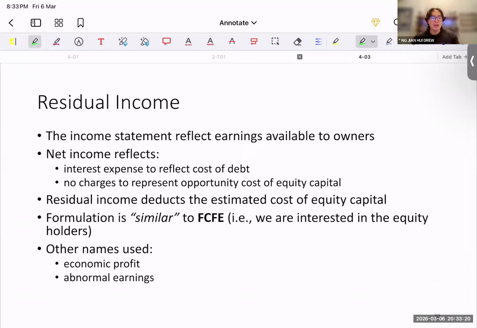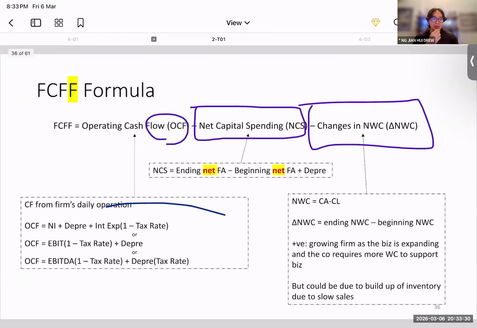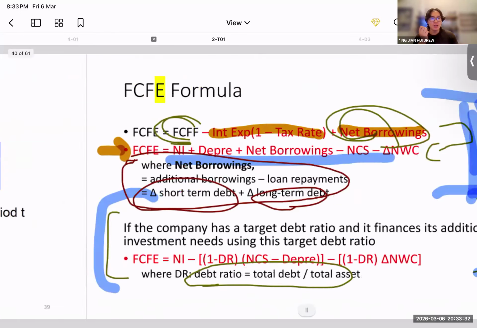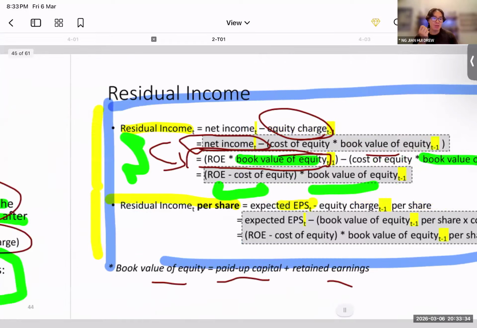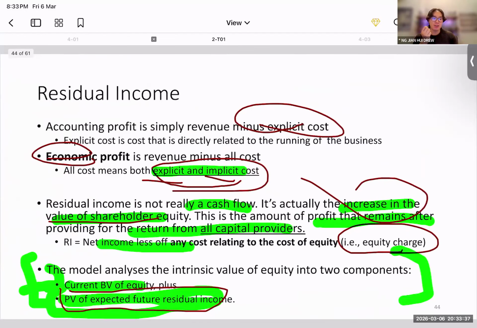The idea of residual income is slightly different from our free cash flow model to the extent that the residual income model reflects things like opportunity cost. Basically, it reflects implicit and explicit costs. Recall in lecture two. Since I have lecture two here, I'm just going to quickly show you which slide we're talking about so you can recap if you've forgotten.